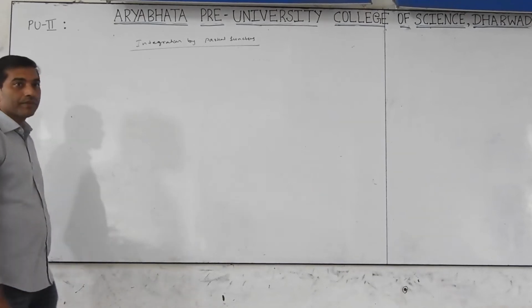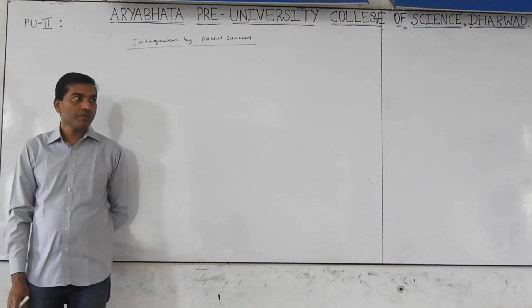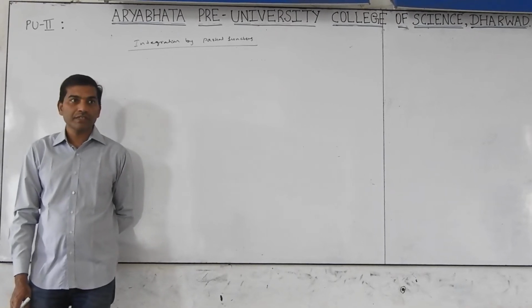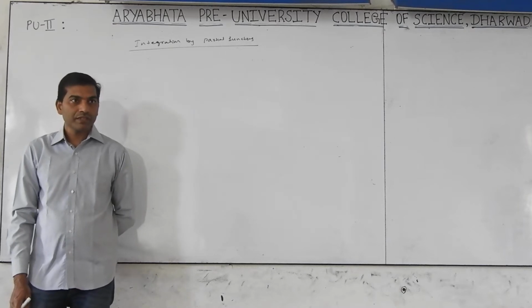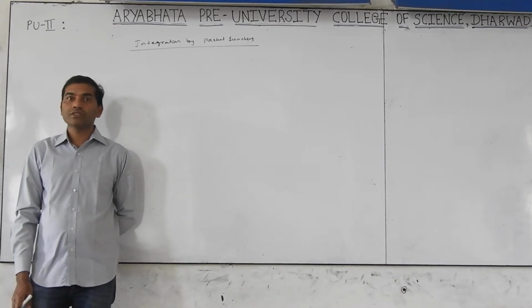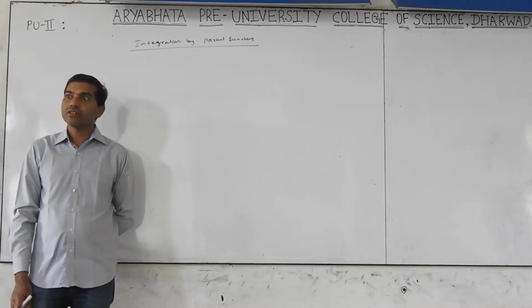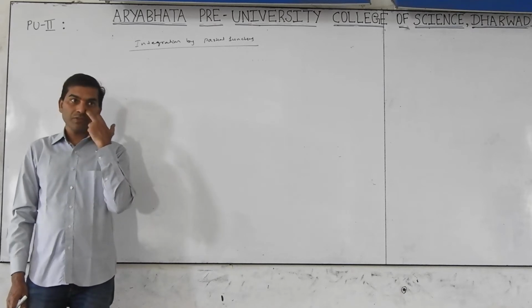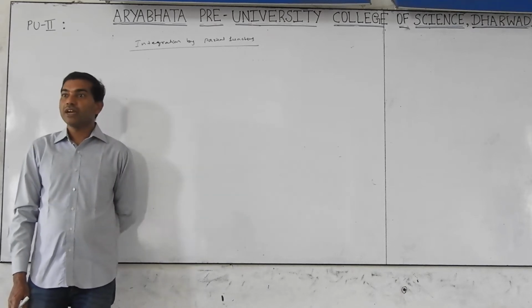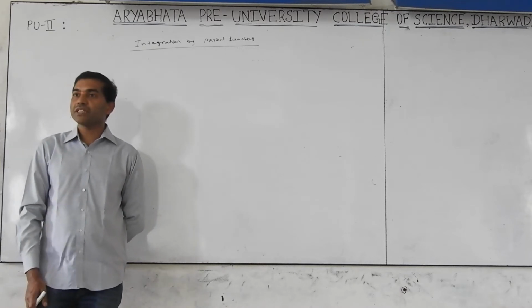Hi students, good morning. So far we have discussed four methods: integration of dx by ax square plus bx plus c, integration of dx by square root of ax square plus bx plus c, integration of px plus q by ax square plus bx plus c, and integration of px plus q by root of ax square plus bx plus c dx.